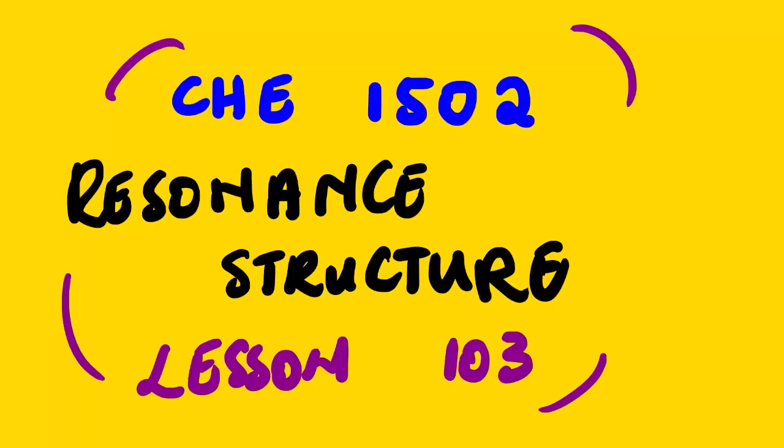Lesson for today will be looking at Chemistry 1502. The topic for today is resonance structure, lesson 103. Let us start. In lesson 101 and lesson 102, we've discussed what is resonance structure. We also looked at how to represent resonance structures. So in this lesson video, we'll be introducing new concepts so that you understand this chapter better.